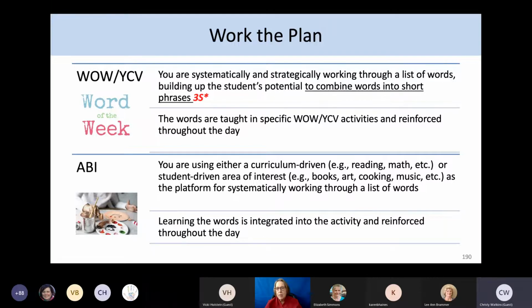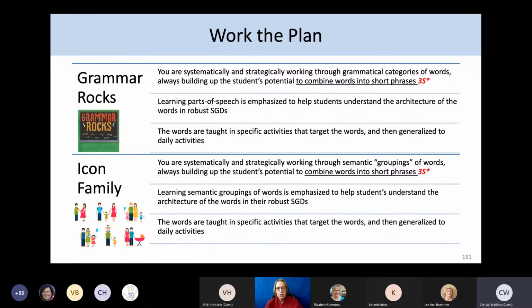Activity-based instruction could be some of the things I'm doing privately with my kids, where I'm very student-driven, with an area of interest. For Jonah, it's studying Torah. For some of the other kids, it's cooking or art or books or music. But you're in a school, so your activity-based instruction could be curriculum-driven. But you still need to have a plan of a list of vocabulary that you know you're going to systematically work through, and then integrate those words from that activity throughout your school day.